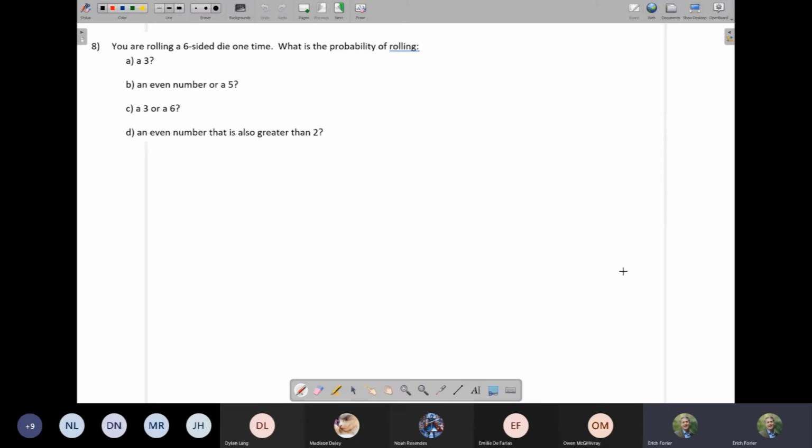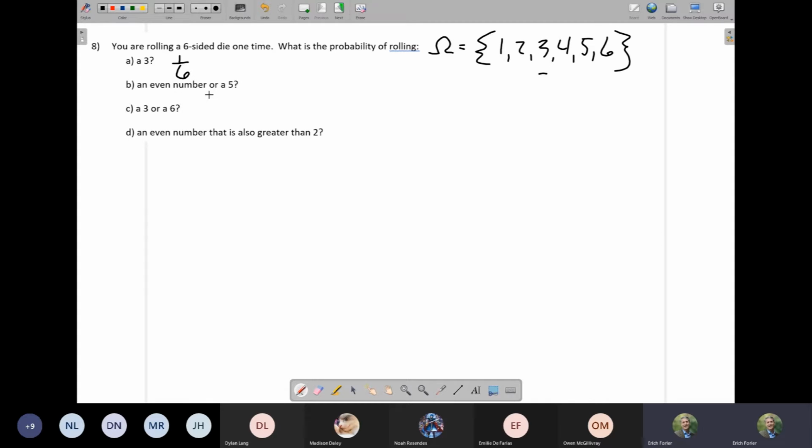Okay, these are pretty straightforward, I think. You're rolling a single die. So obviously if we drew out the set, you've got 1, 2, 3, 4, 5, 6. That's our sample space. That's everything that's possible. So there's 6 possible outcomes. The probability of rolling a 3, there's only one 3 in our sample set. So we've got a 1 in 6 chance of rolling a 3.